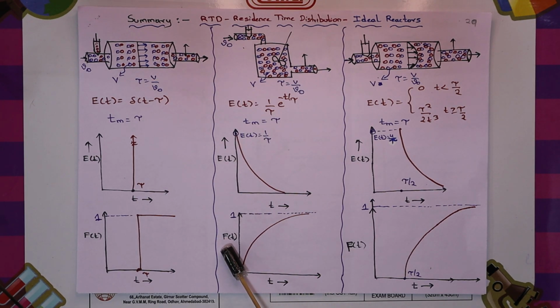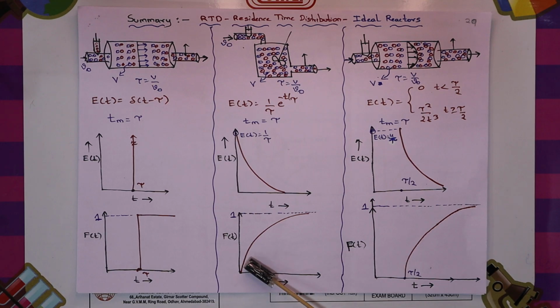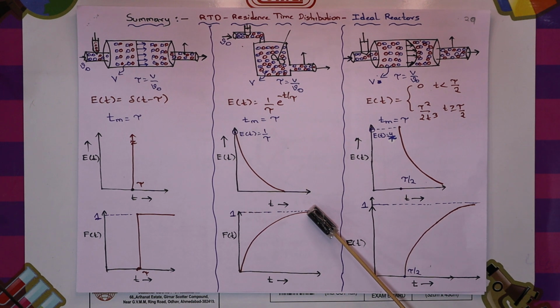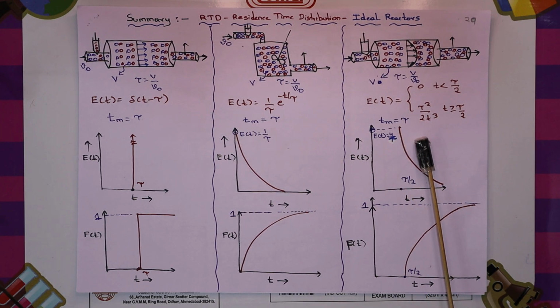Here with F of t, you can see the difference between the CSTR and PFR. The fraction of molecules that comes out of the reactor increases slowly. It is not a drastic increase to 1; it is a slow increase from the early time to the later time, and at a certain point of time it will finally meet the value of 1. We don't need to worry about the laminar flow reactor at this instant.